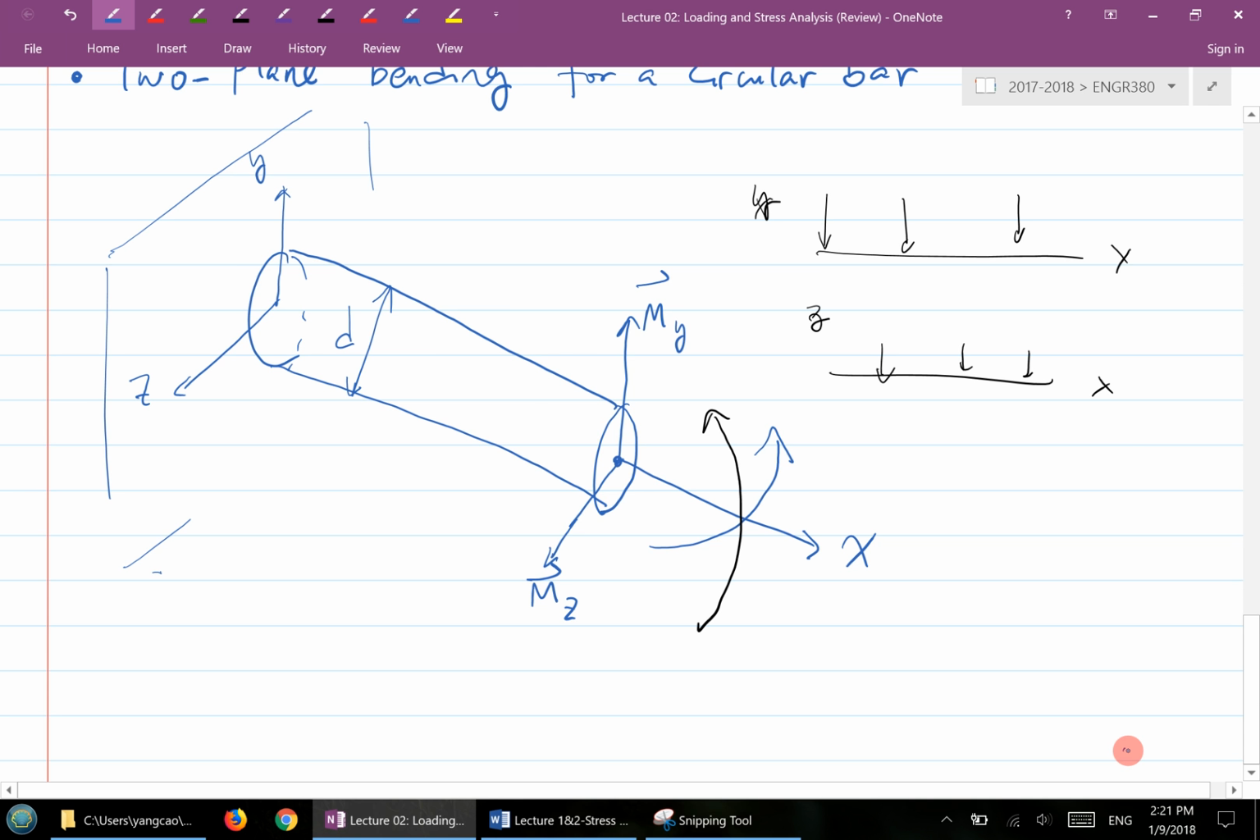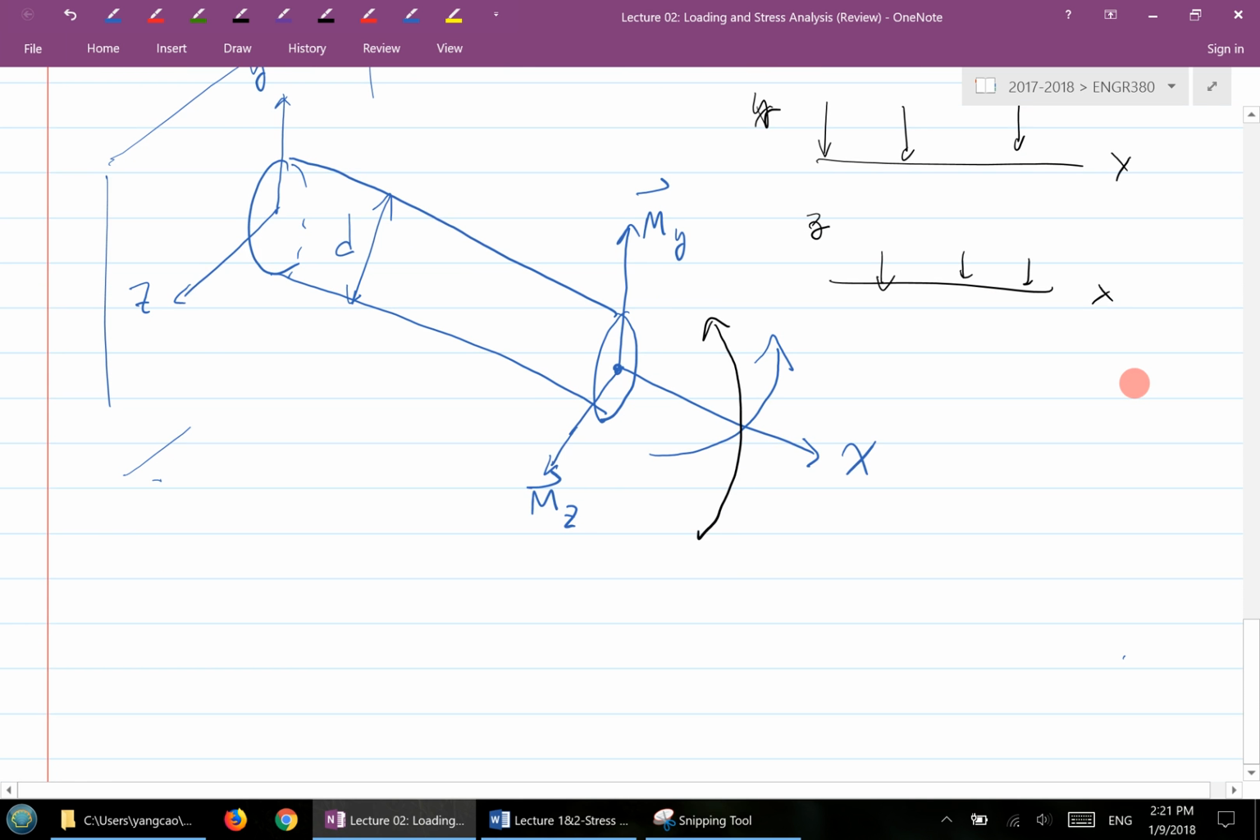Now comes the question: how do we calculate, let's say, the maximum bending normal stress due to this two-plane bending here? The idea is basically, what will be the maximum bending normal stress? That's the idea, right?